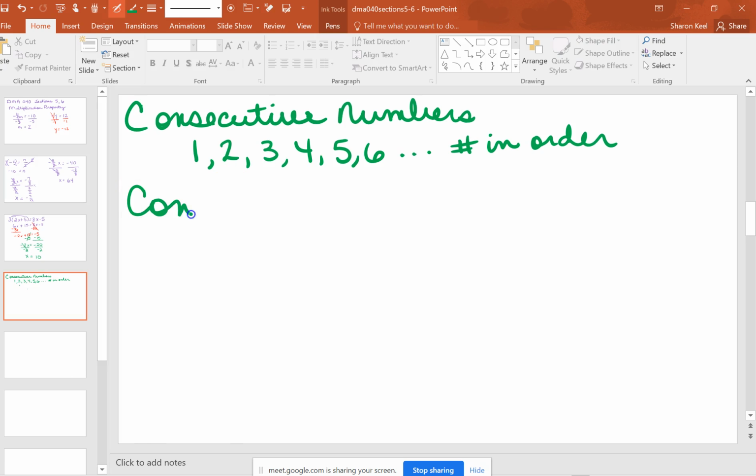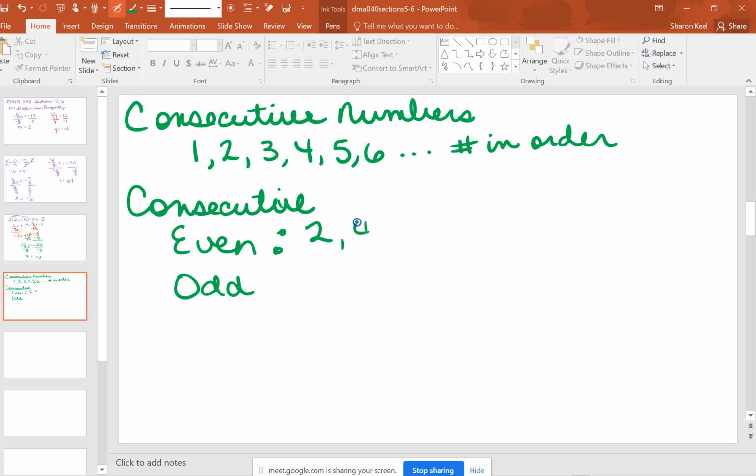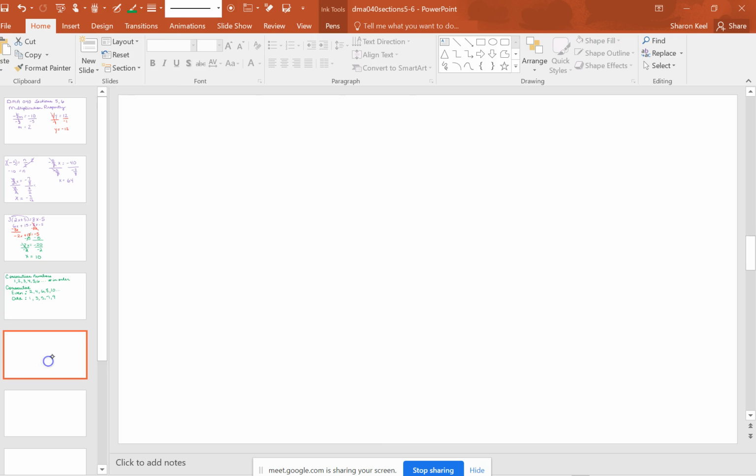If you hear the term consecutive, it will be either consecutive even or consecutive odd. Consecutive even numbers would be 2, 4, 6, 8, 10. Consecutive odd would be like 1, 3, 5, 7, 9. So what may happen is you might be asked to find the sum of the first 4 consecutive numbers.